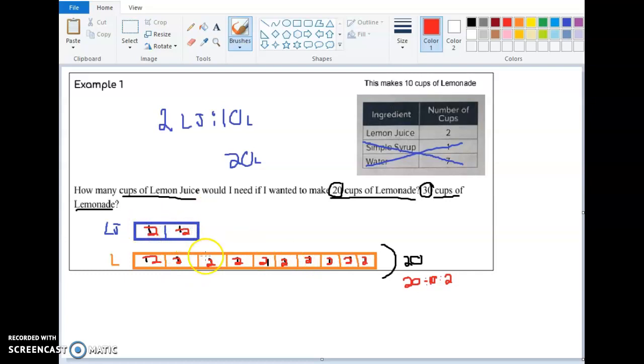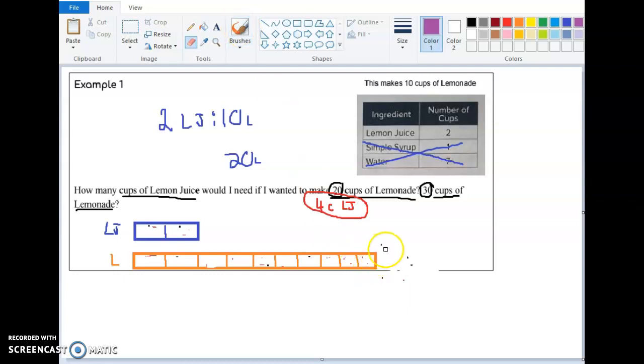So let's see if I can answer the question. How many cups of lemon juice would I need if I want to make 20 cups? Well, when I have 20 cups, I have 2, 4. I need 4 cups of lemon juice. Circle up that answer. All right, go ahead and see if you can figure out if I need it for 30 cups. Pause it, try it out.